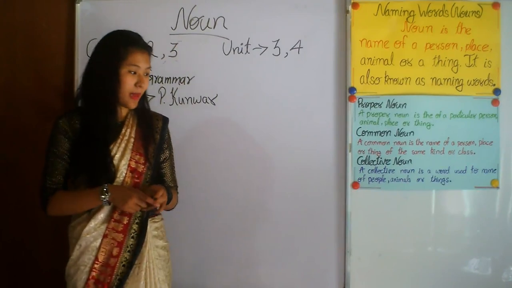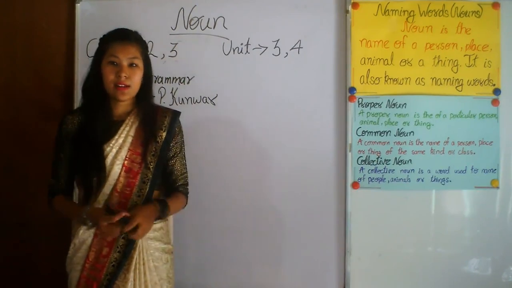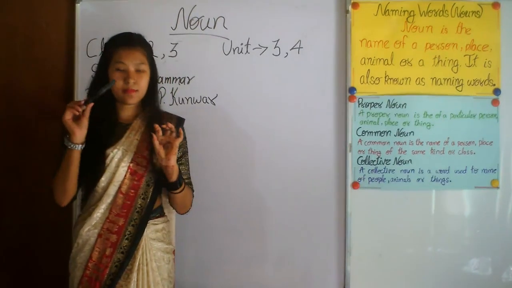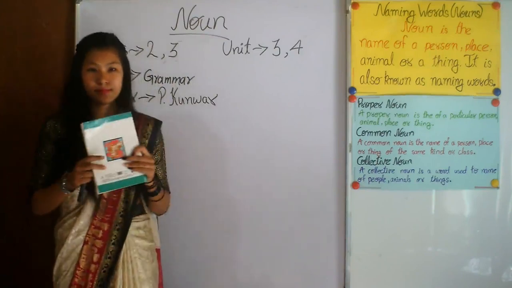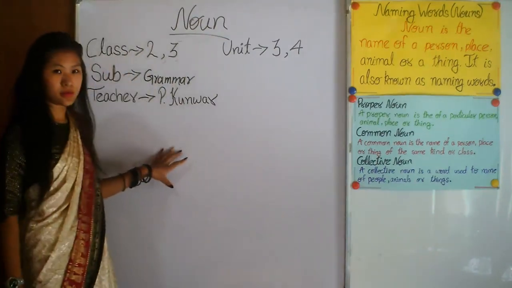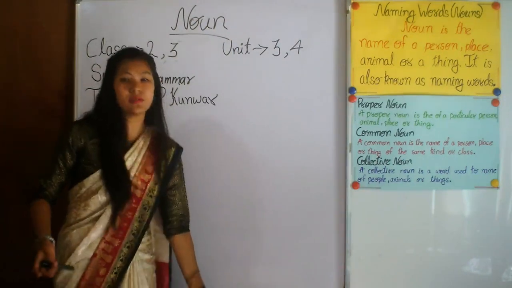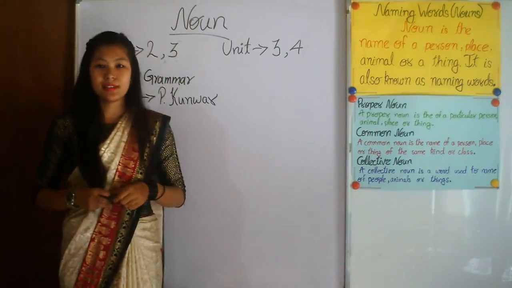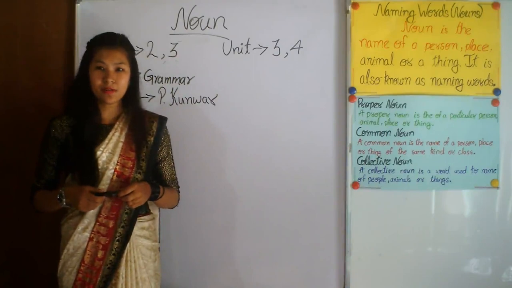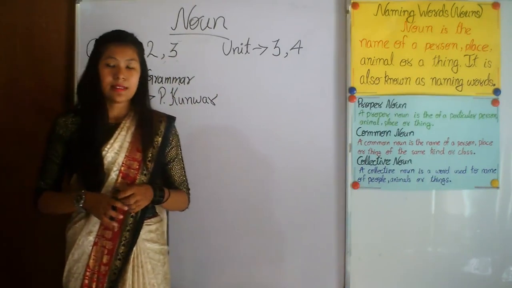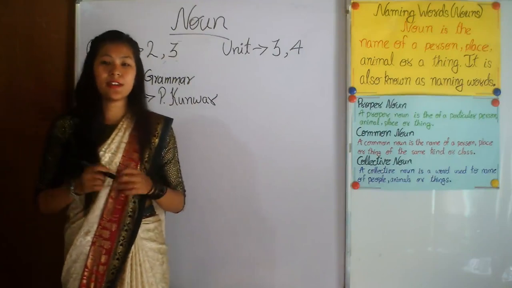Likewise, we see many things around us. I see here marker, coffee, whiteboard, chart, fan, computer, mobile, etc. are the names of things. So let's read the definition of a noun.